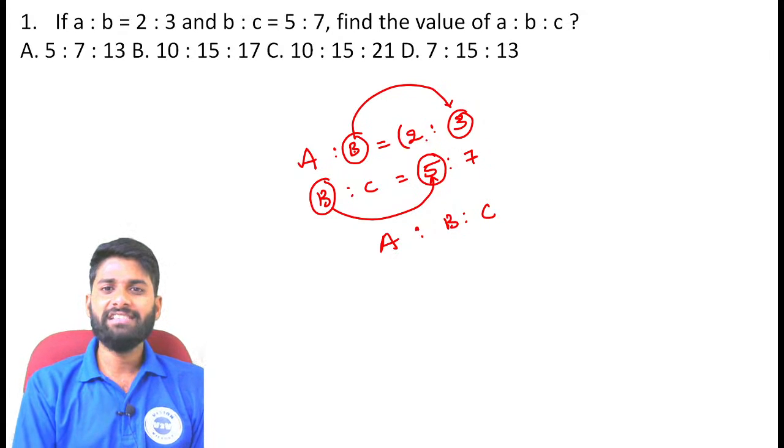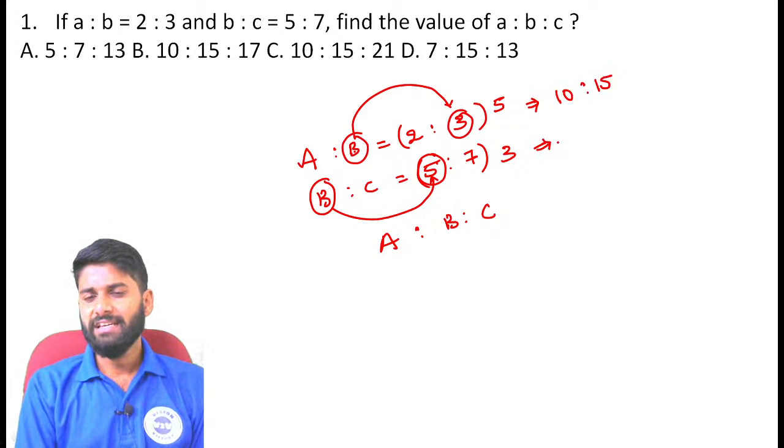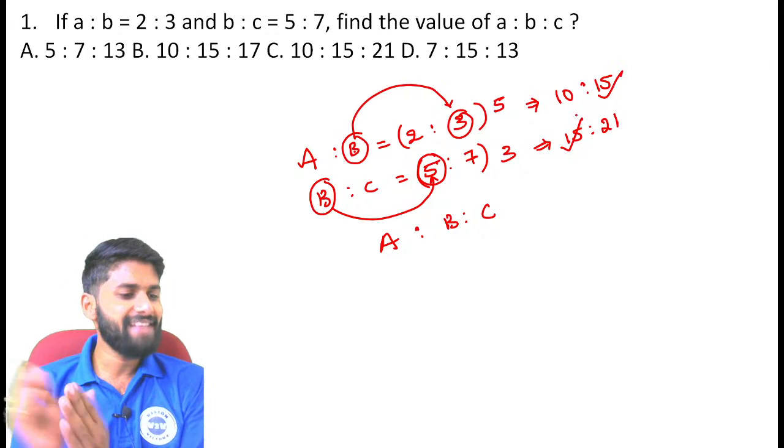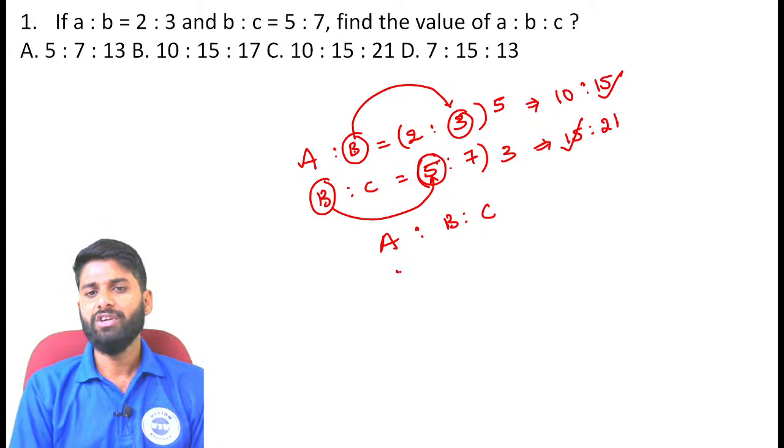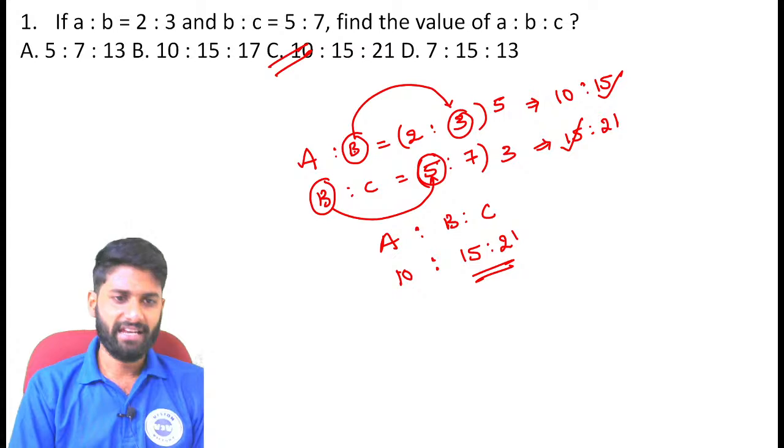How are we equating, guys? This ratio I should multiply with 5, and this ratio I should multiply with 3. So now the values become: 5 twos are 10, 5 threes are 15. Again, 3 fives are 15, 7 threes are 21. Now you can see that the B numerical value is exactly equal. Now what is the final ratio? The ratio becomes 10 is to 15 is to 21. So option C is the correct answer.